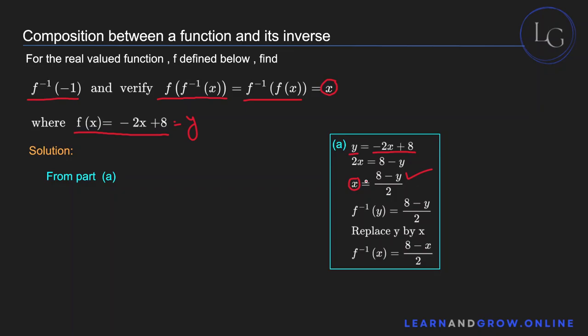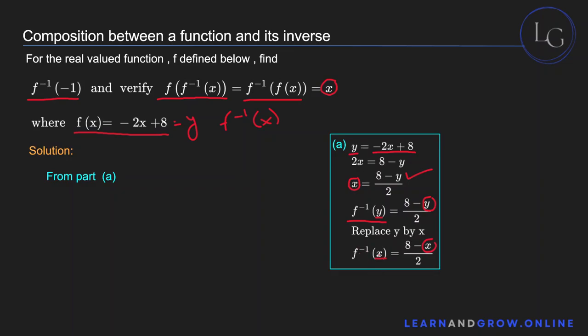Because if y is equal to f of x, then f inverse of y is equal to x, right? So this x can be equated to f inverse of y. So f inverse of y is equal to (8 minus y) by 2. But we have to find f inverse of x. So instead of y, you input x. So now this y is replaced with x.